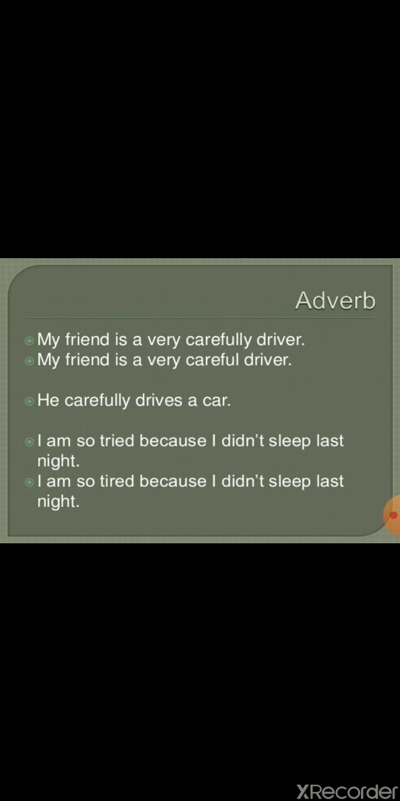Adverb. My friend is a very careful driver. My friend is very carefully driver. It's wrong. He carefully drives a car. That is a correct sentence.